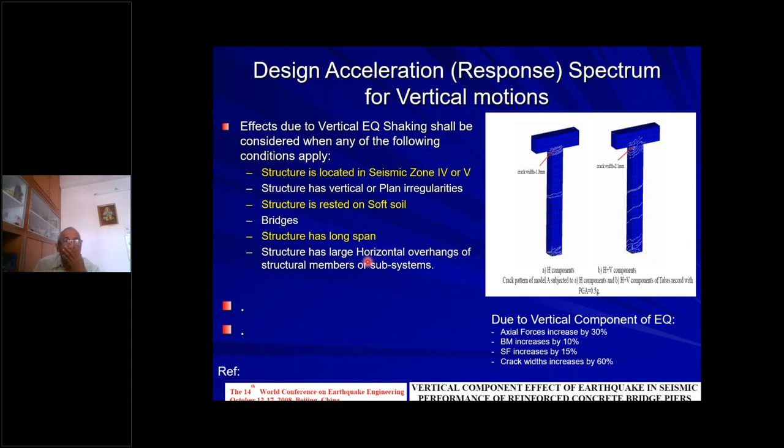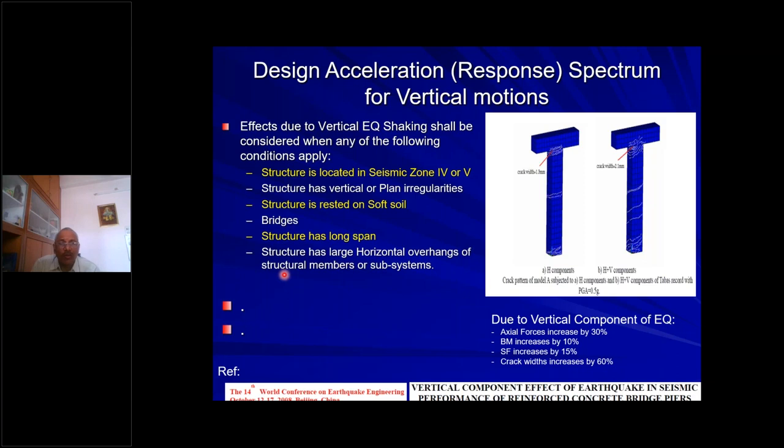Whenever the structure has irregularities with respect to the vertical or plan irregularities, you have to consider the vertical earthquake shaking. Similarly, whenever the structure rests on a soft soil, then also you need to consider the vertical earthquake shaking effect. For bridges, it is compulsory; it has to be considered. Whenever the structure has a long span, then also the vertical earthquake shaking needs to be considered apart from the horizontal earthquake motions. Then structures with large horizontal overhangs or structural members or subsystems. For all these conditions, you have to consider the vertical earthquake shaking.